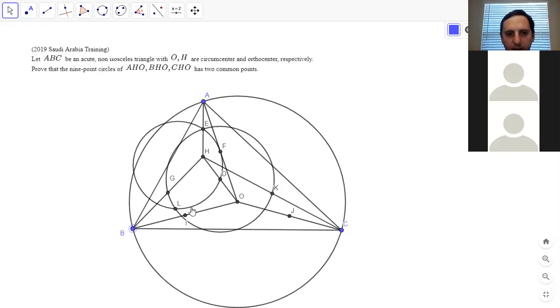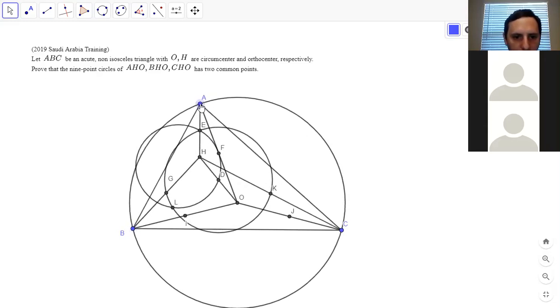LGDI is cyclic, and then by symmetry we'd also have LDKJ as cyclic. Is that right? Yeah, we want to show LGDI is cyclic. I don't know if we can do an angle chase.